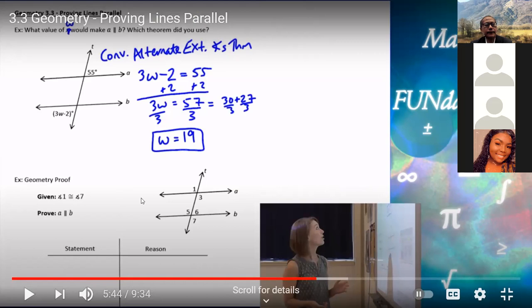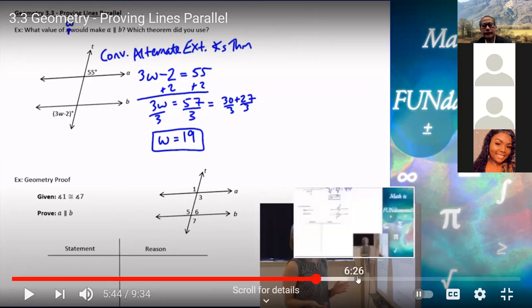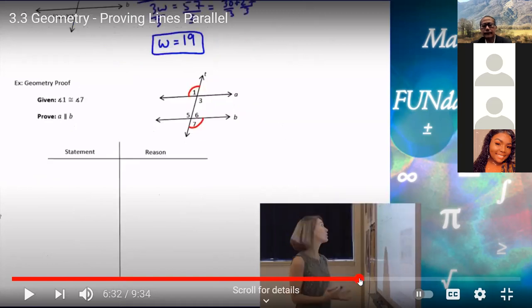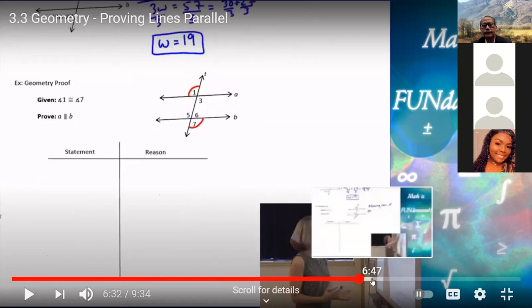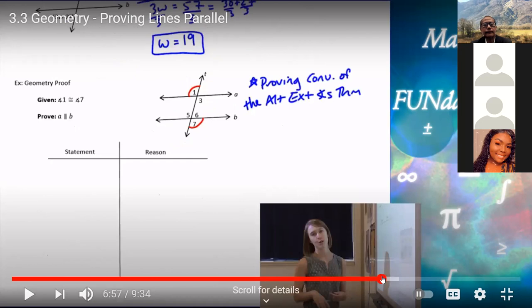The next one is given this equal to this, right? Now you need to prove this line is parallel. So to prove it, let's see. Yeah, to prove it using the converse of the alternate exterior angle theorem. That is this angle and this angle as alternate angles.